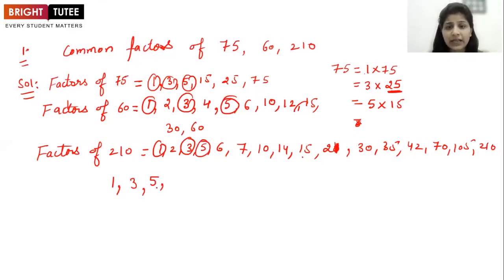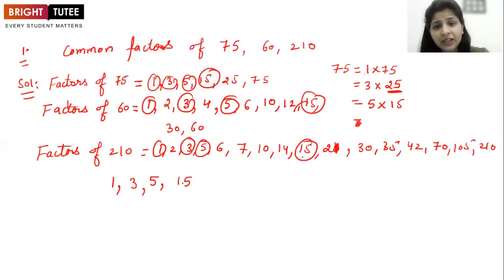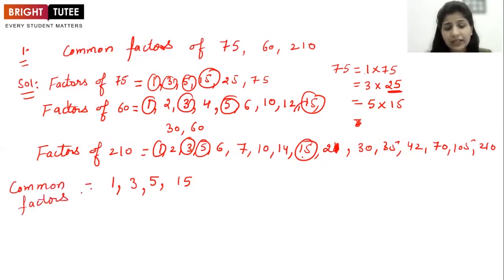And then the last one that I can see is 15. 15 is here as well, and 15 is here as well. 15 is also common. After 15, 25 is not common in all three, and 75 is not common. Okay, so we are done with that. So the common factors are 1, 3, 5 and 15. These are the common factors of 75, 65 and 210. So this way we usually solve the questions.